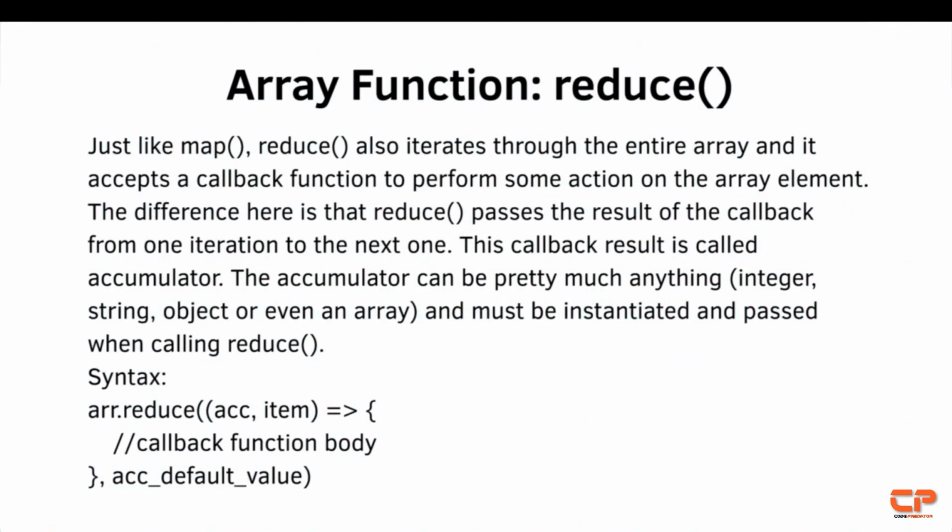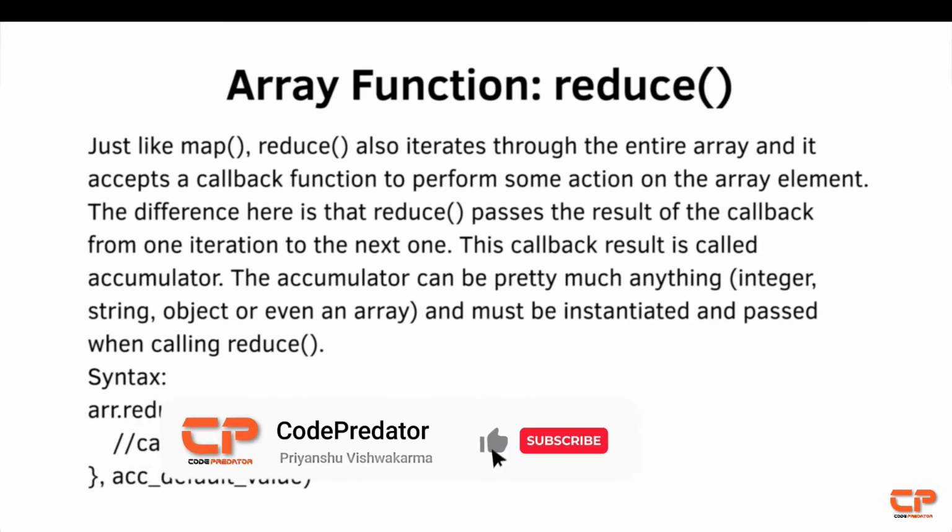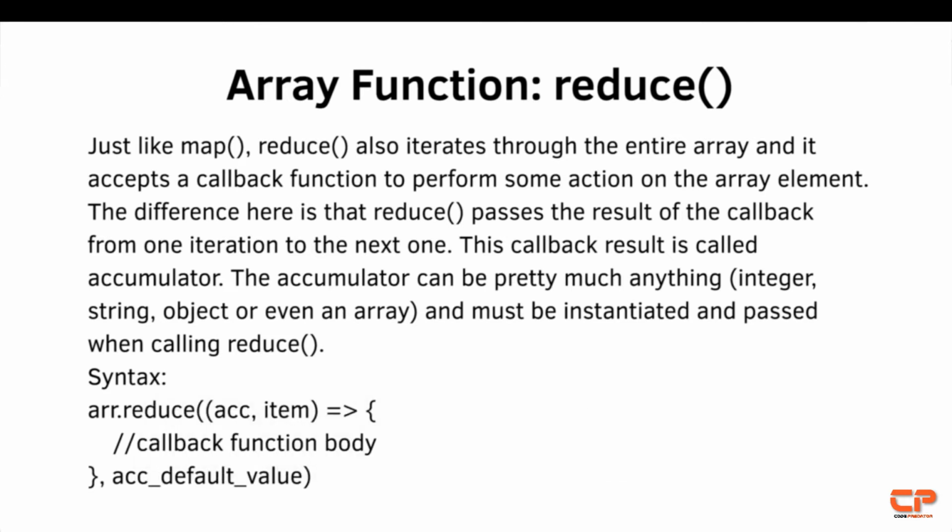Reduce also iterates through the entire array, and it accepts a callback function to perform some actions on the array items. The difference here is that reduce passes the result of this callback from one array element to the next one. This result of callback is called accumulator. The accumulator can be pretty much anything. It could be an integer, a string, object, or even an array. This accumulator must be instantiated and passed when calling reduce.